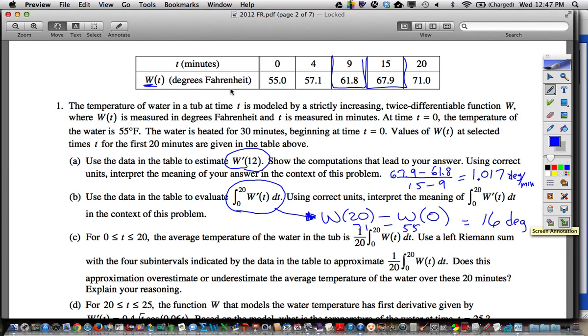The amount of degrees that the water changed in those 20 minutes. It went from 55 degrees. Sometimes we make this too hard. I mean, that's what happened. It went from 55 degrees to 71 degrees in 20 minutes.